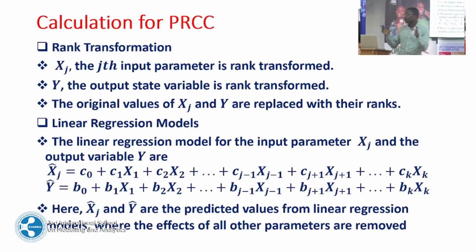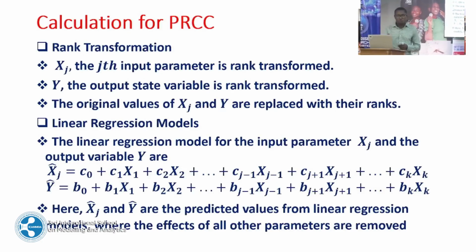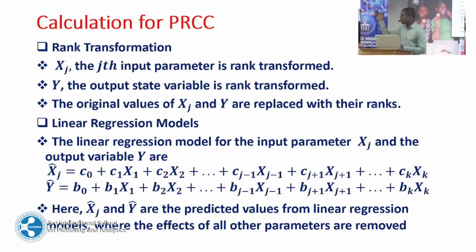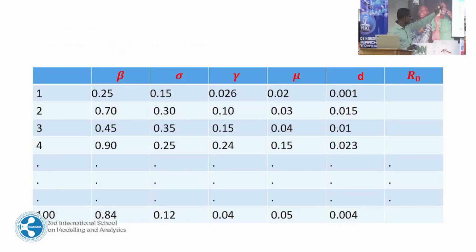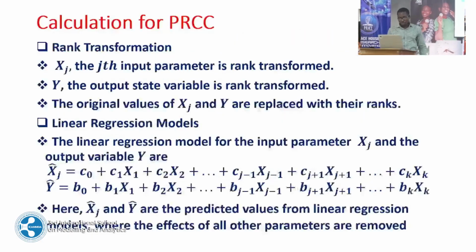The one in focus now, let's say beta now, X1, the first input parameter, you rank transform it. Also Y, the output state variable. What's my output state variable here now? R naught is the output. It's also rank transformed. And then you now replace the original values of those parameters with their what? With their ranks. You replace each of them with their ranks. You replace this guy with its rank, this guy with its rank, and then R naught with its rank.